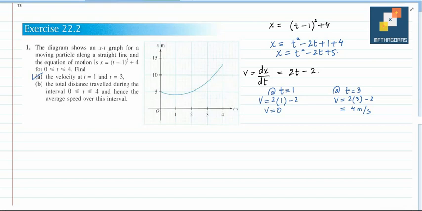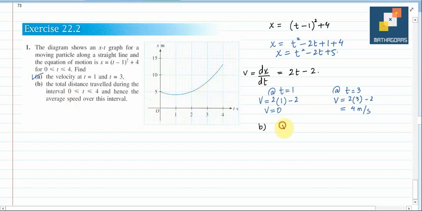Alright, after that for part B, it says find the total distance traveled during the interval from 0 to 4 and hence the average speed over this interval. Okay. So we need to find the distance on the graph, right? The distance the curve covered during the interval from 0 to 4.